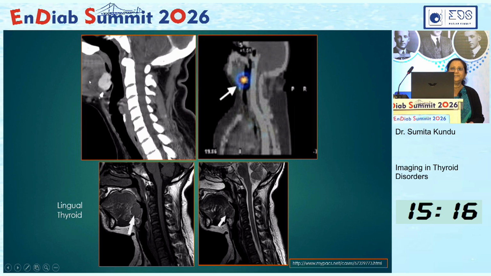But this patient is having a nodule which is dense on CT, which is hypo on the MRI in T1 and T2 weighted images, and in the technetium scan it shows uptake. So, this is a case of a lingual thyroid.